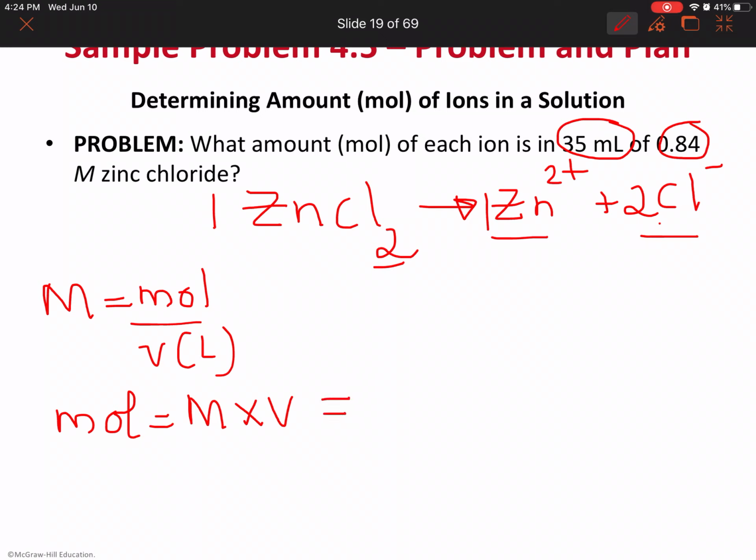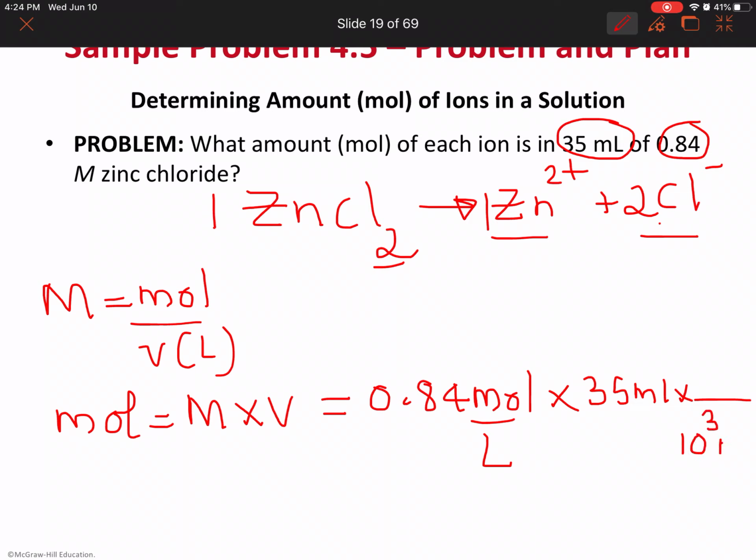Molarity is given to us as 0.84 moles per liter. That's the proper unit for M. And then the volume is given as 35 milliliters. We can convert milliliters to liters. 10 to the power 3 milliliters equals 1 liter. Okay, liters to liters cancel, milliliters, milliliters.